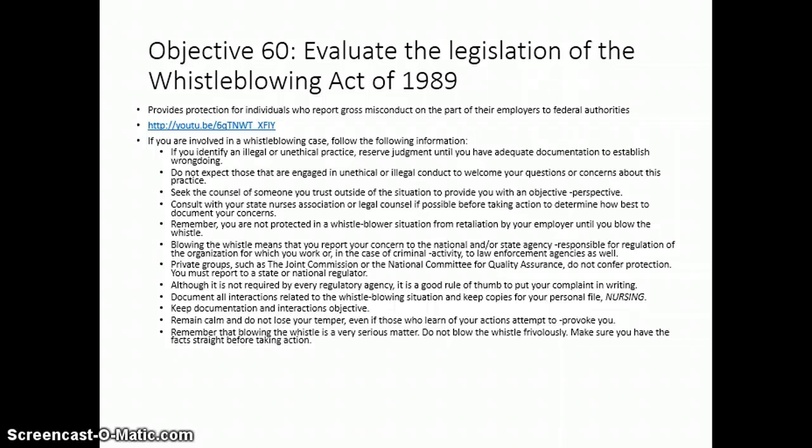And remember that blowing the whistle is a very serious matter. Do not blow it frivolously. Make sure you have all your facts straight before taking action, because it can lead to civil and criminal charges brought up against you if you don't have all your documentation and you use false information to blow the whistle. It's a very, very serious thing and should only be done as a last-ditch effort after you've reported it in writing using proper chain of command.